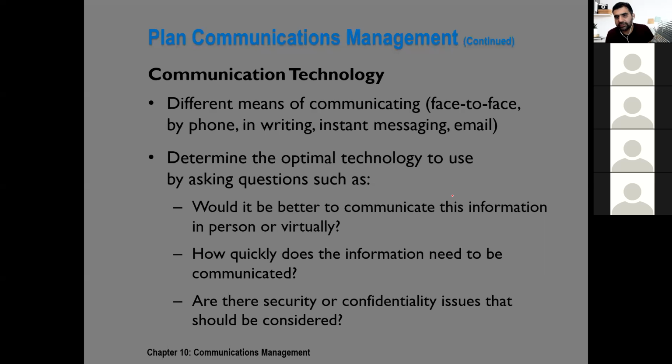Also, the frequency of communication is very important to think about while you are planning for the communications. How often do your stakeholders require the communications? Do they need monthly reports or weekly reports? How often do they want the meetings? And so on, so forth.